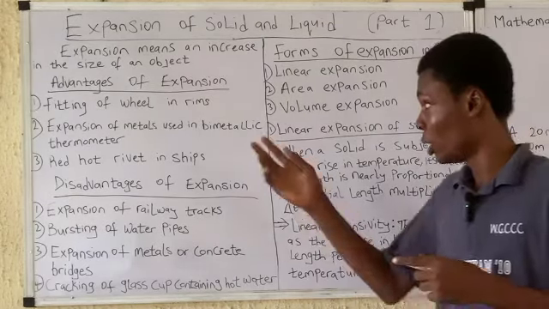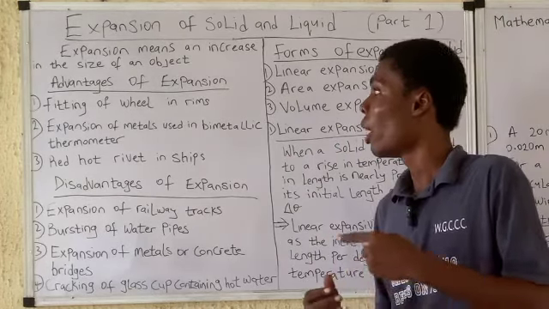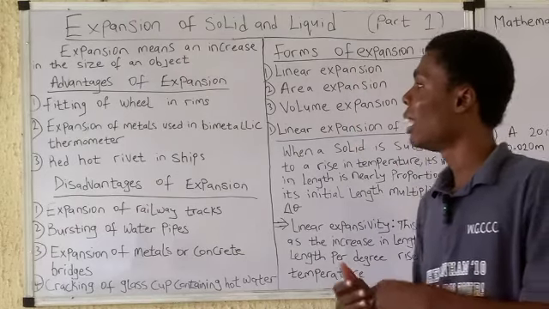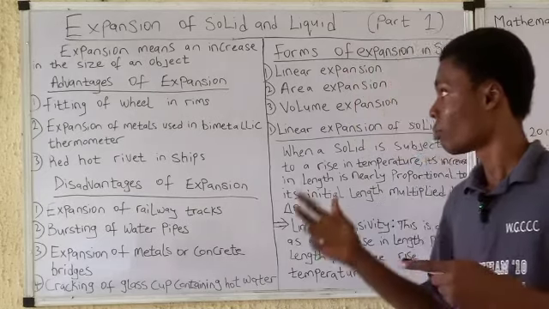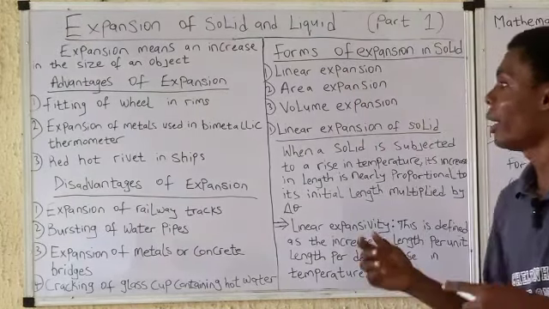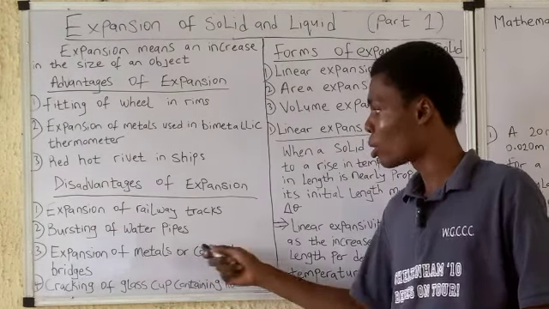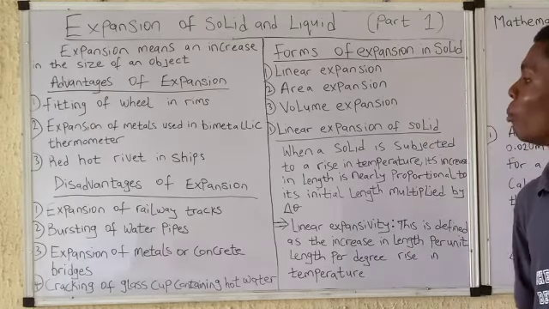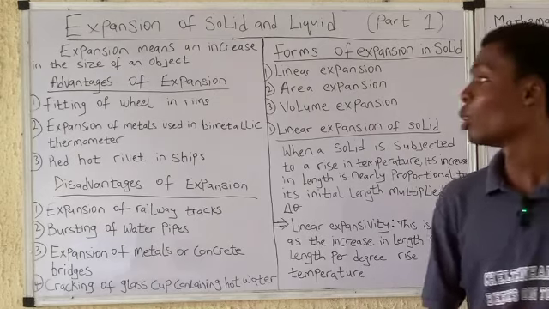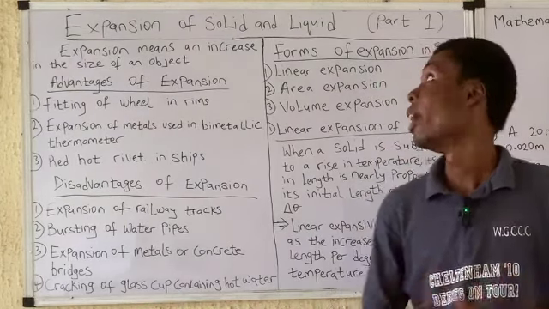Now we move on to the advantages of expansion. We have the fitting of wheel in rims, we have the expansion of metals used in bimetallic thermometer, and we have the red hot rivet in ship. These are some of the advantages of expansion. Now the disadvantages of expansion: we have expansion in railway track, the bursting of water pipes, the expansion of metal or concrete bridges, and the cracking of glass cup containing hot water. These are some of the disadvantages of expansion.